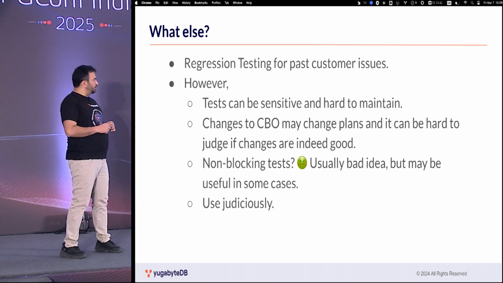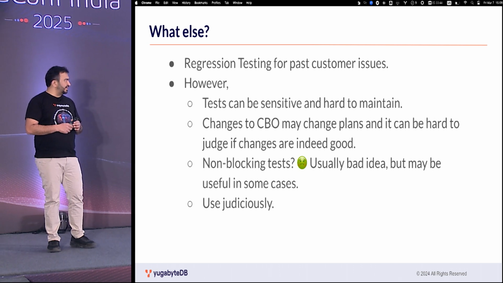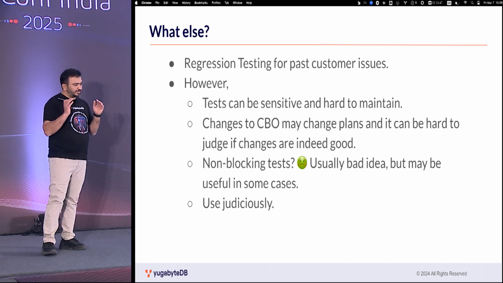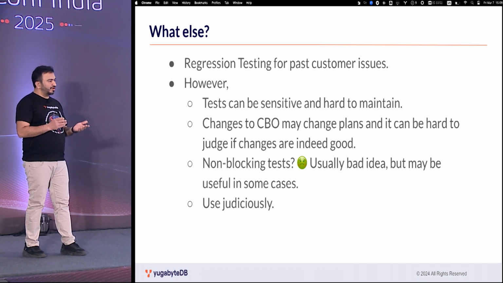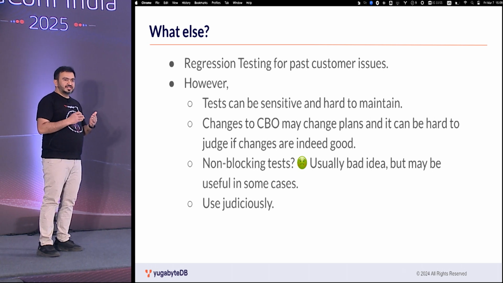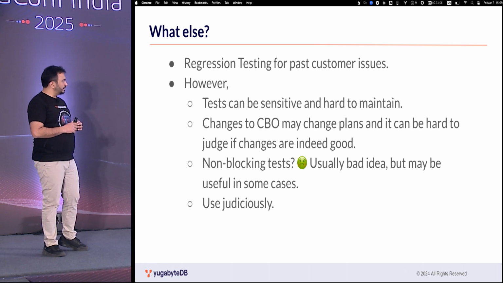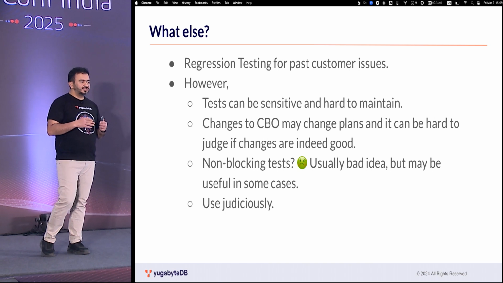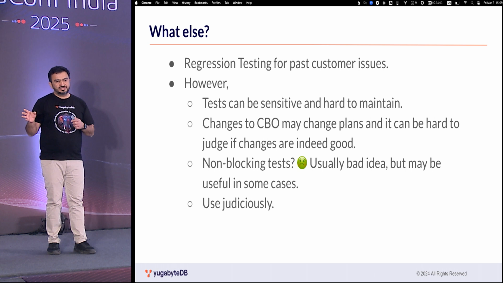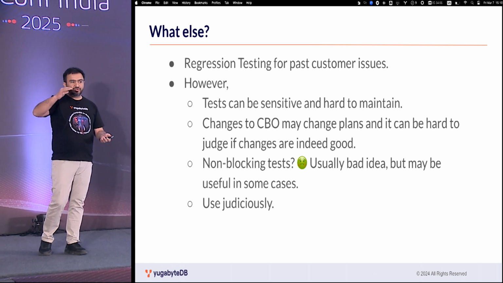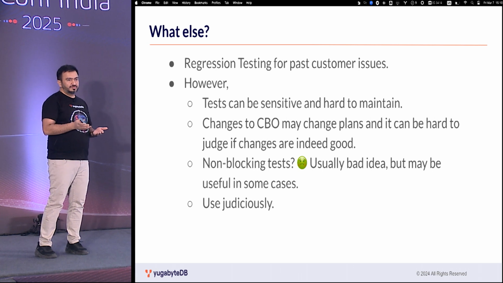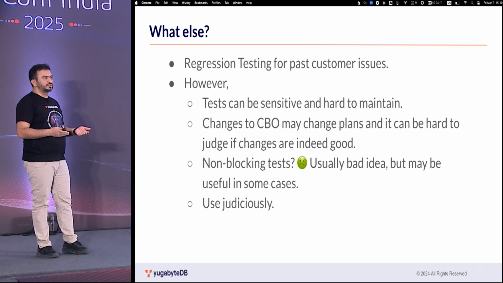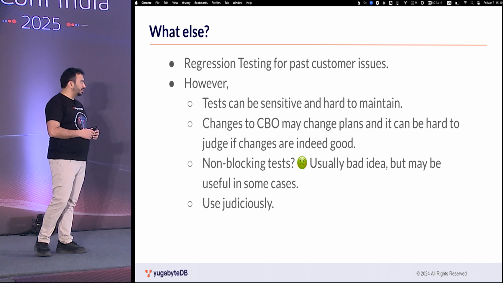Now, what else can this tool do? I mentioned already regression testing, and early on we tried to add a lot of regression tests using this tool, and we found out that in fact these tests can be very sensitive and very hard to maintain. Every time you make changes to CBO, plans may change. Say a plan has changed for a very complicated query, and you have hundreds of queries like this, and maybe the plan changed for 5 queries. How do you verify this plan change is a good or bad thing? Because you don't really have the data. You can't execute the query and see whether this plan change is better or not.